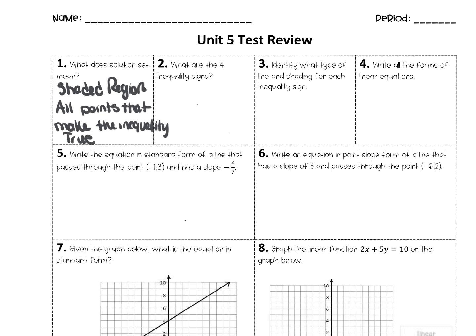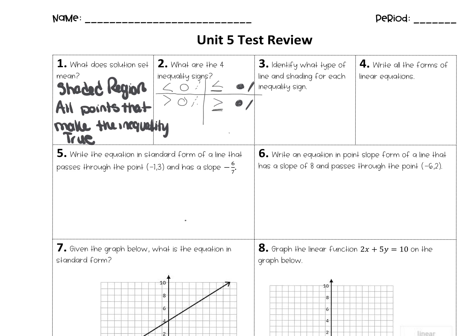The next one says, what are the 4 inequality signs? So we have less than, greater than, less than or equal to, and then greater than or equal to. Remember, these ones are your closed circles, and these are the ones that make your solid lines. These ones are your open circles, and these make your dotted lines.